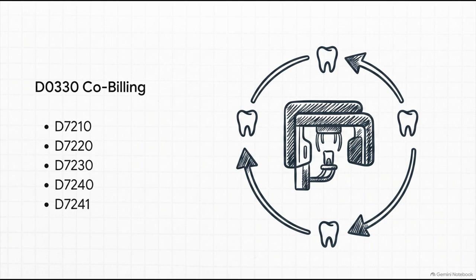Think about it. If a patient needs surgical extractions or removal of impacted teeth, the oral surgeon absolutely needs that comprehensive macro view. Because of that, you are frequently going to see D0330 billed right alongside the D0200 series, specifically codes D0210 through D0241, which cover all those various levels of surgical extractions and impactions.